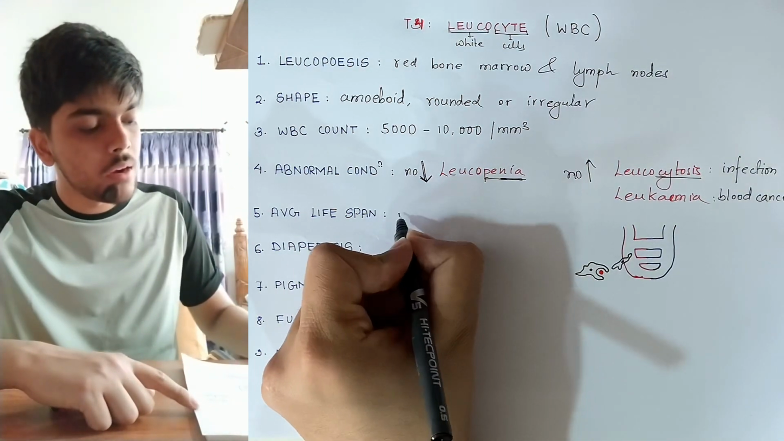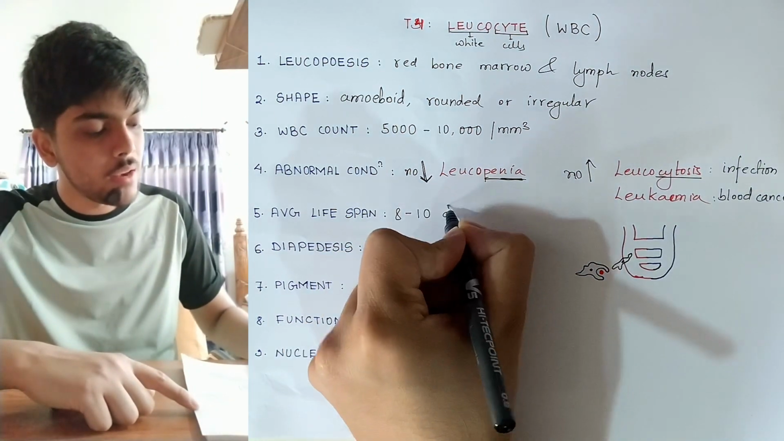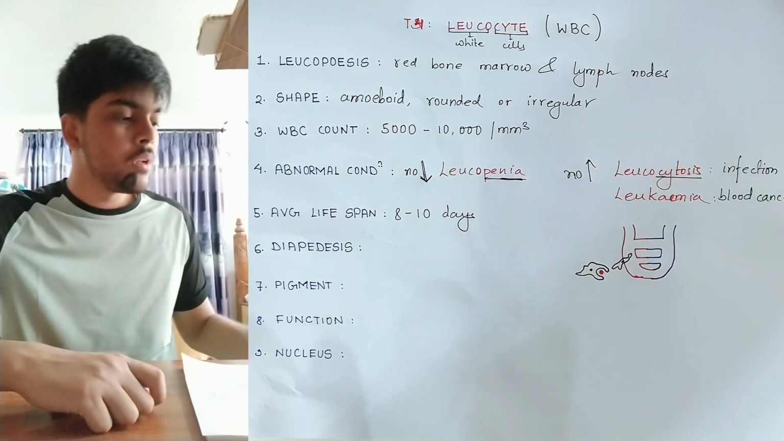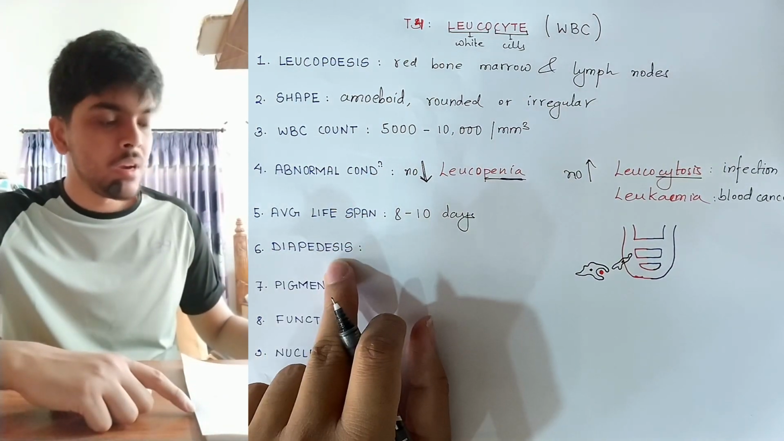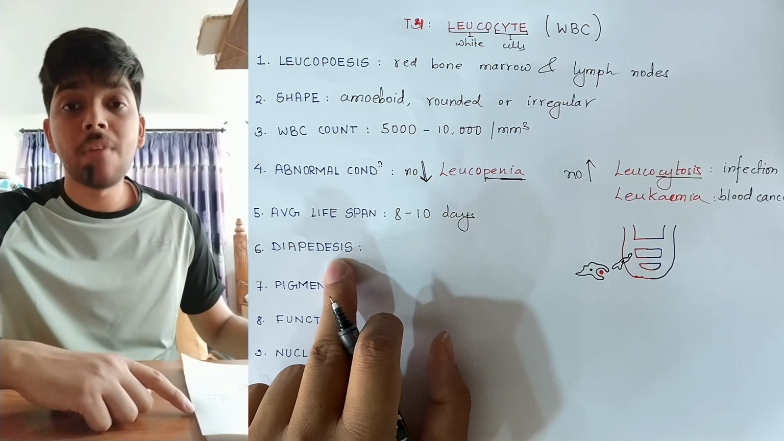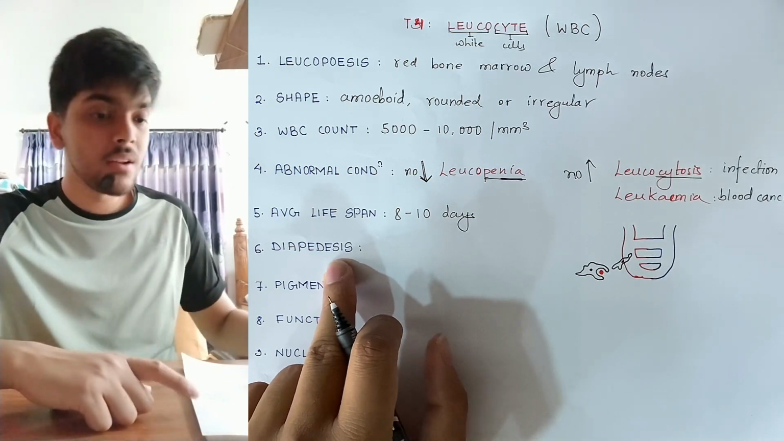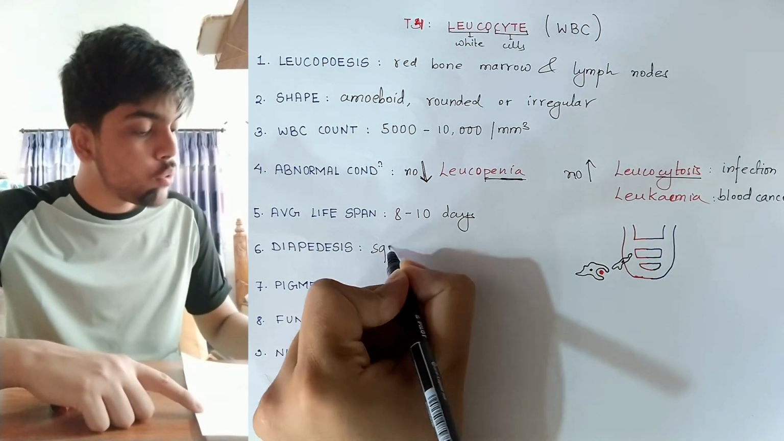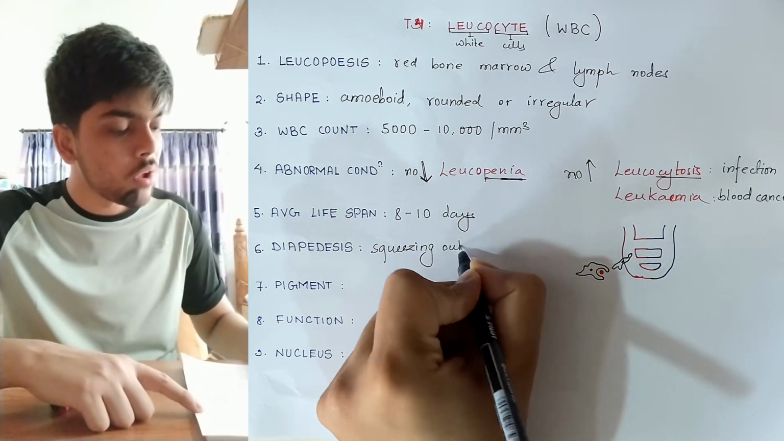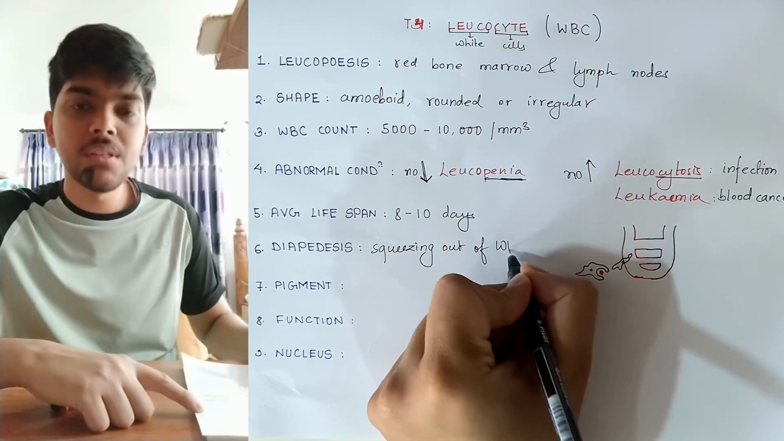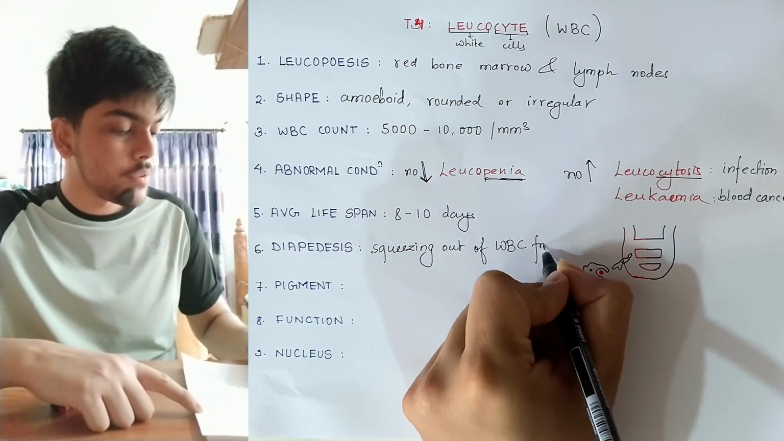Average lifespan, it's from 8 to 10 days. Another important thing that you need to know is diapedesis. Diapedesis is a sort of action. What type of action is it? It's the squeezing action or squeezing out of WBCs from capillaries.